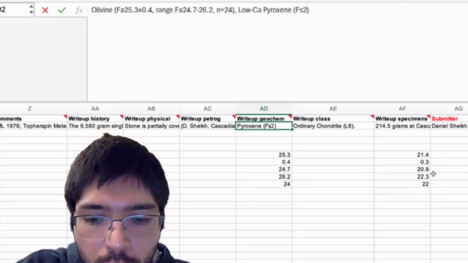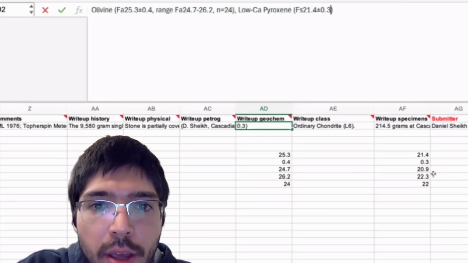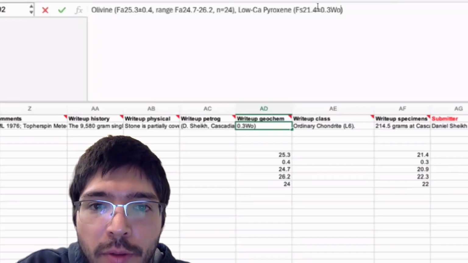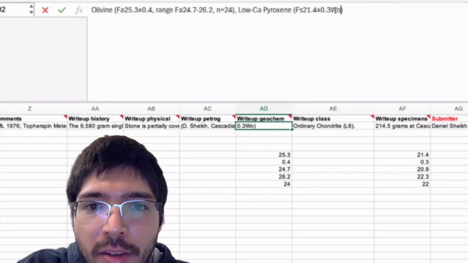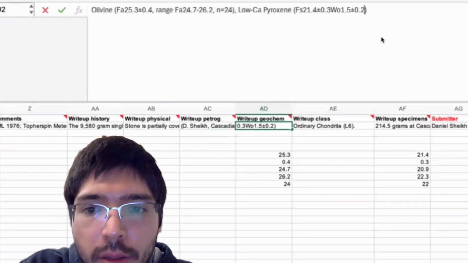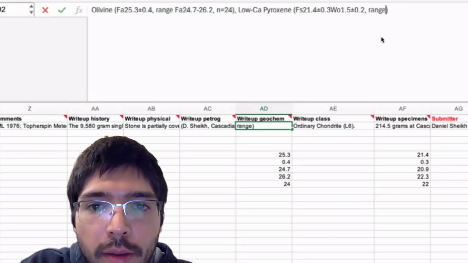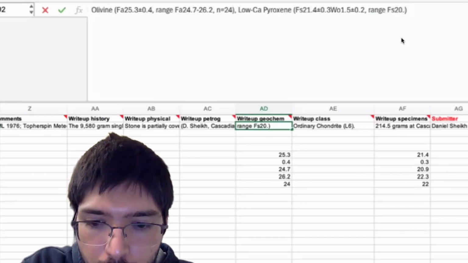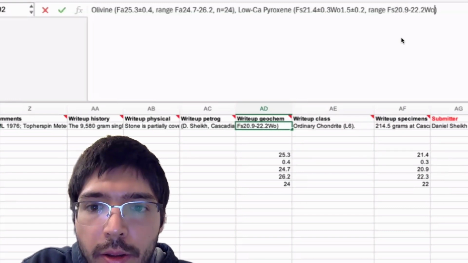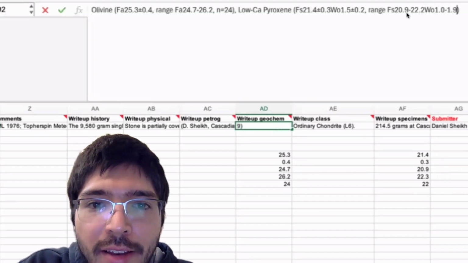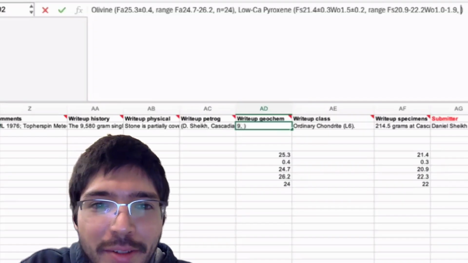So ferrosilite, 21.4 plus or minus 0.3. Very important here, if someone watching this in the future is going to classify and submit a meteorite, don't put a space between ferrosilite and wollastonite. The committee likes it where you keep that all in one area. So that would be like this. And then same thing, we have the range. That's going to be 28.9 to 23.3. One of the things you learn very quickly when you classify meteorites is that you become very good at using Microsoft Excel. So that was a fun thing.